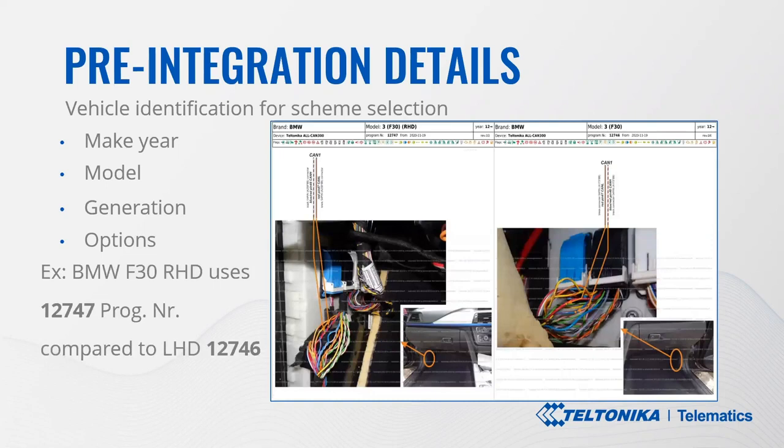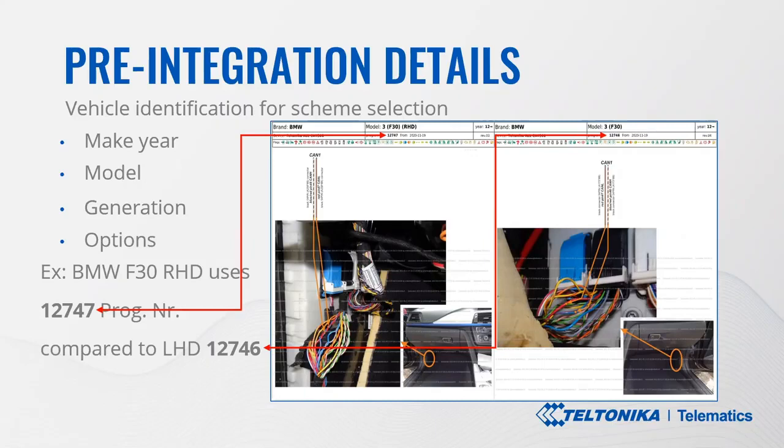Here I provide you an example. We have a BMW F30. The right-hand drive option uses program number 12747, and it's specified in the schematics. The left-hand drive model uses the 12746 program number. All of this information is noted because you must consider the options of the car, as they may use different program numbers. So make sure to always double check this point.